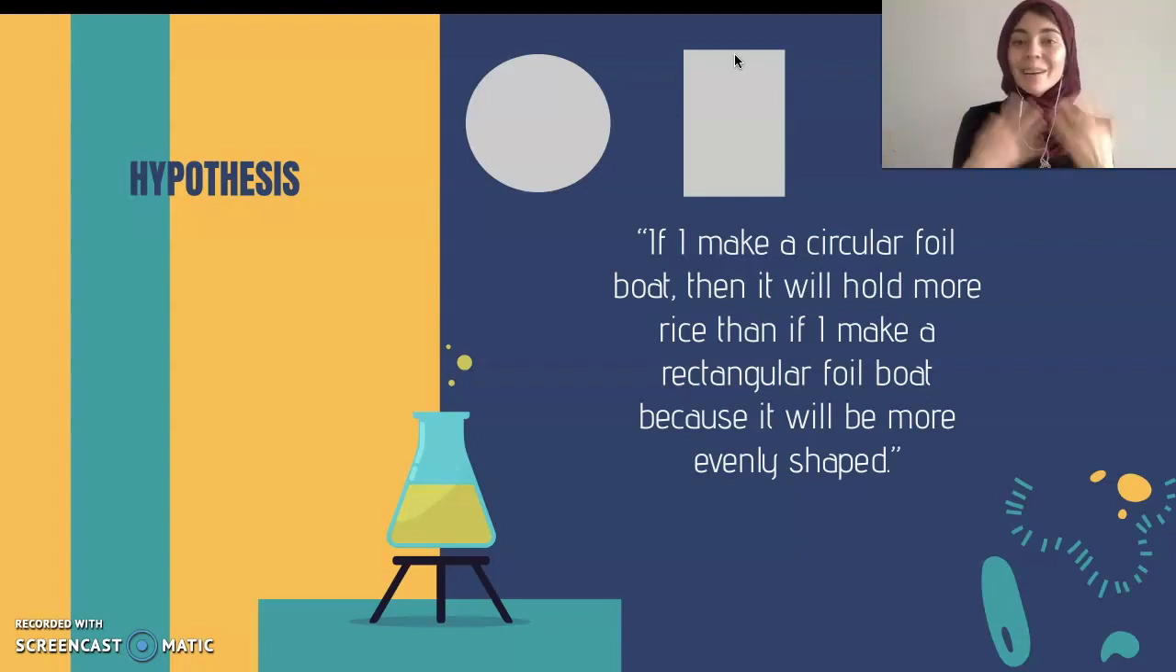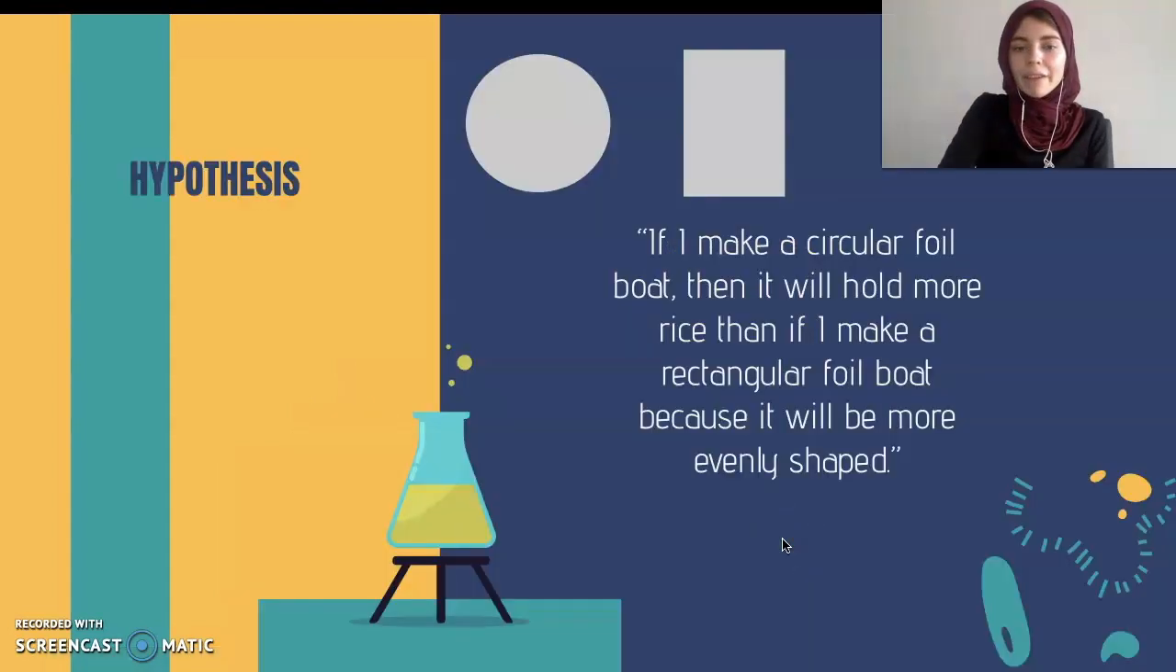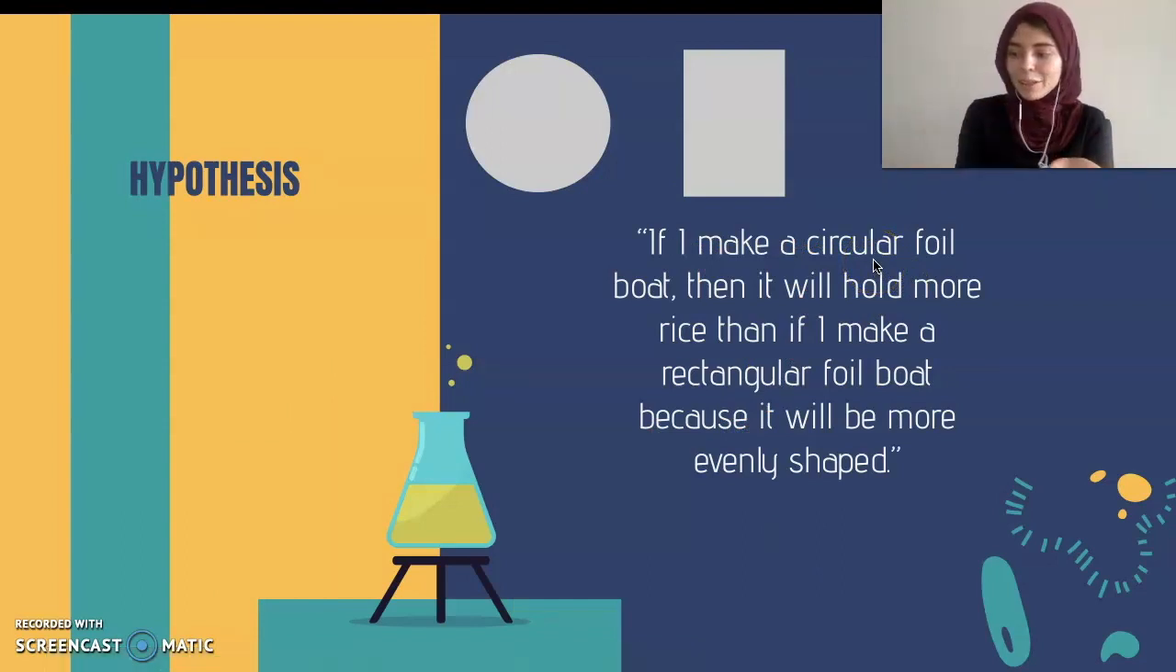You're more than welcome to write your own hypothesis, and that might be something we do as a homework, of course, but to test this out. Remember, a hypothesis does 3 things. It is written very specifically. So it's not a question. It's written as an if, then, because statement. You all know this. Also, it makes a measurable prediction. So could we see actual results in real life? So I'm saying a circular boat will hold more rice than a rectangular boat. I can test this out, right? I can just go put rice in the boat and see which one has more.